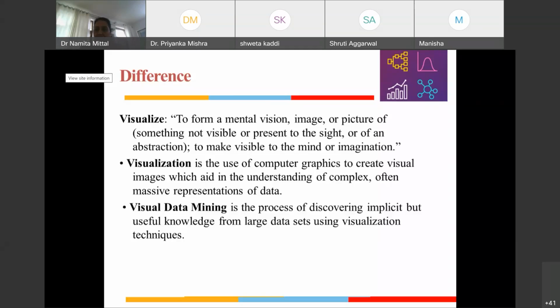Something not visible or present to the sight, or an abstraction, is then made visible to the mind or imagination. What stays in our mind for longer? Visuals. Visualization is the use of computer graphics to create visual images which aid in the understanding of a complex, often massive representation of the data. I hope it's clear. It's self-explanatory as well.